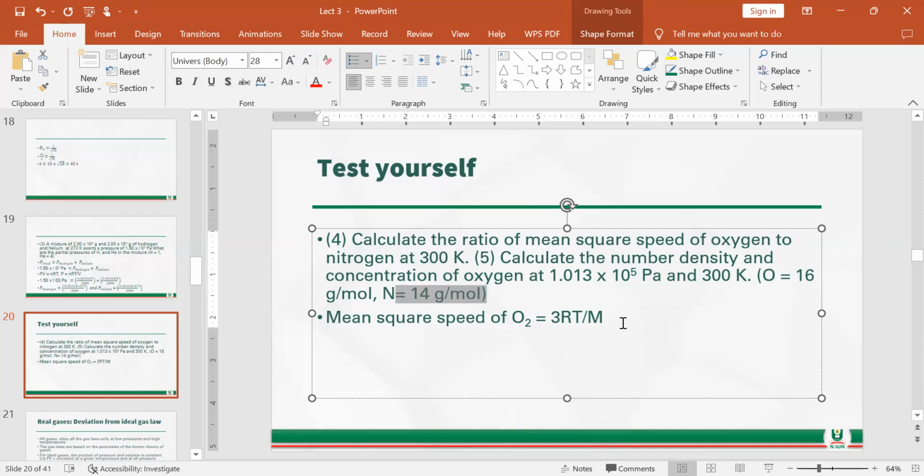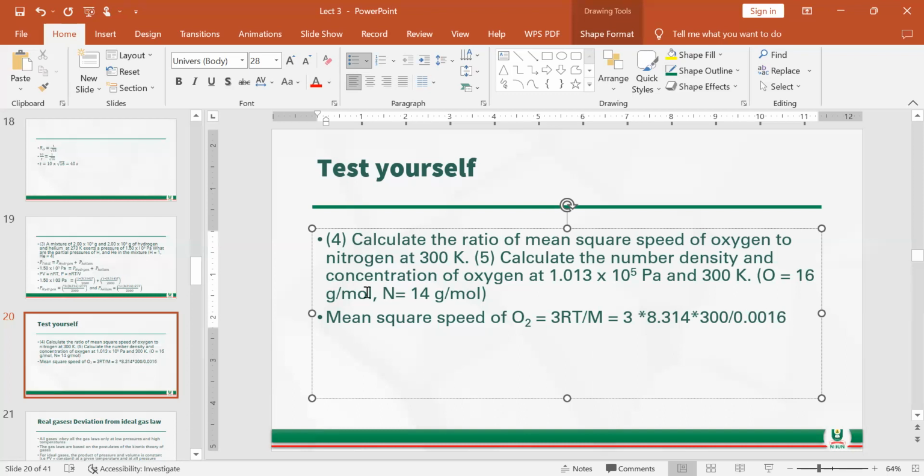All right, so you can calculate the mean square speed here, and this will be equal to 3 times the gas constant, 8.314, times what? The temperature. And what was the temperature? 300 Kelvin, divided by the molar mass. That of oxygen is 16 grams per mole, so you divide that by 1,000. So you have what? 0.016. Why did we divide by 1,000?